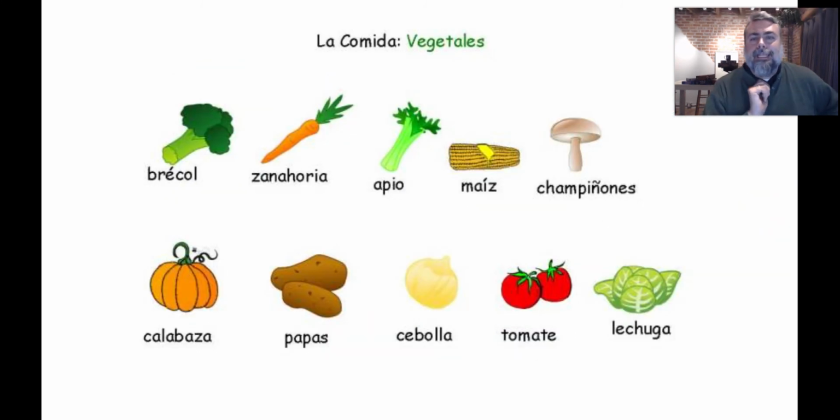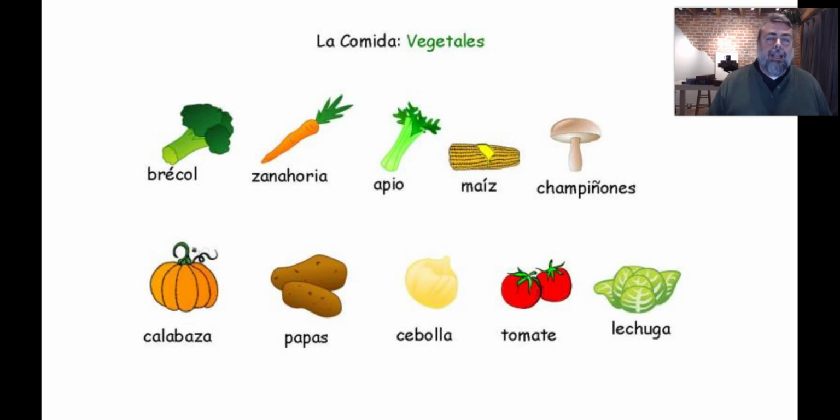Los vegetales. Brécol. Zanahoria. Apio. And let me tell you what, in Chile, the apios are like this big. Their base is this wide. They are 5 times as big as any apio you have ever seen in the United States. It's remarkable. Maíz. Champiñones. Champiñones.